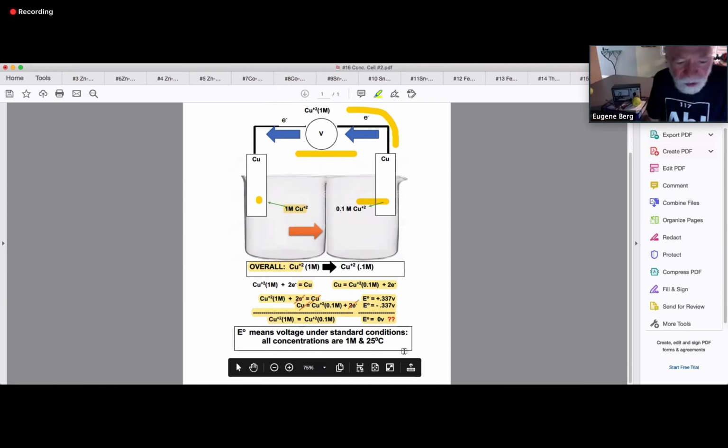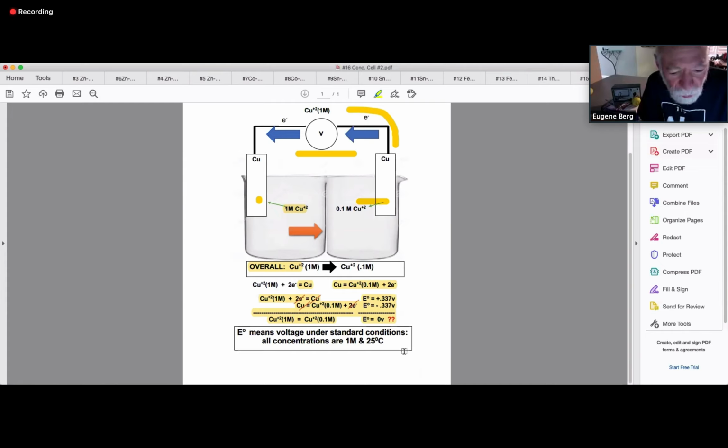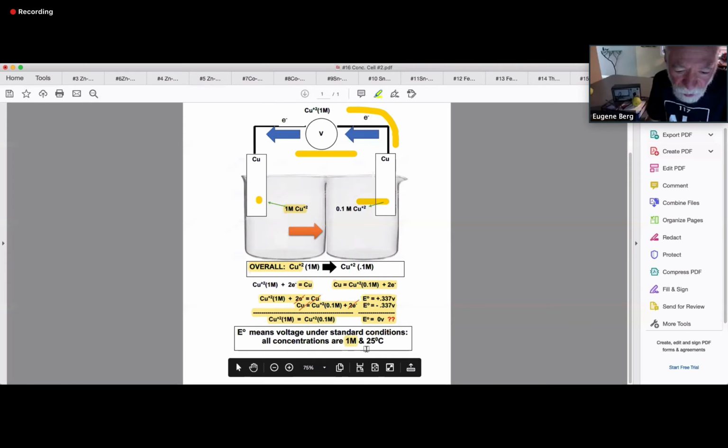Now, here's something I haven't talked about yet. You notice a little zero next to the E? E0 means voltage under standard conditions. So look at your chart again. You notice that this is all E0. These are the voltages you get under standard conditions. Now, what are standard conditions? Standard conditions are that the concentrations are 1 molar and the temperature is 25 degrees Celsius. Now, the trouble is, if you look at this concentration cell, the concentrations are not both 1 molar. So what to do?